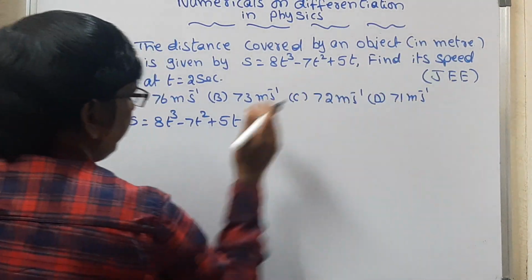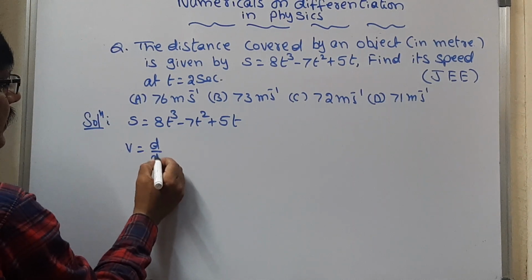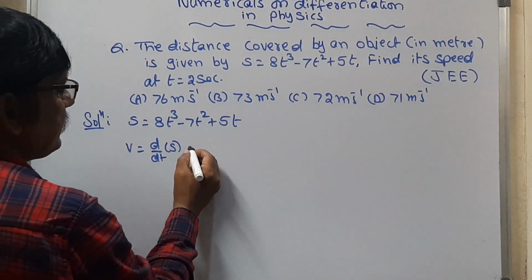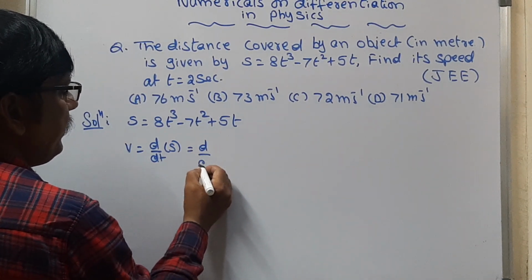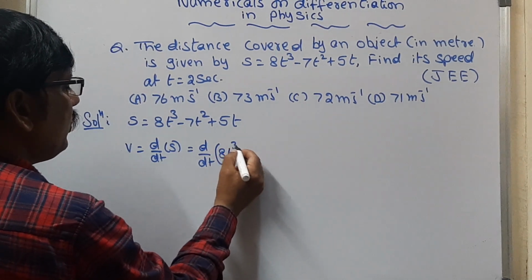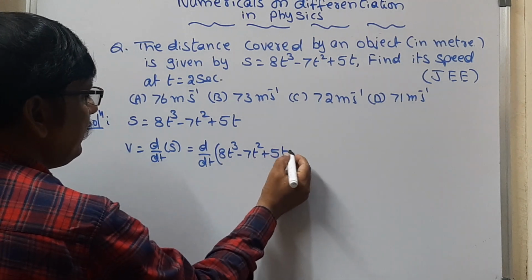What we should find is the speed. Speed is the letter v. v is equal to, what is the formula? d by dt of s, also we can say ds by dt. Now let us substitute that one. d by dt of, then how much is that one? That is 8t cube minus 7t square plus 5t we can take.